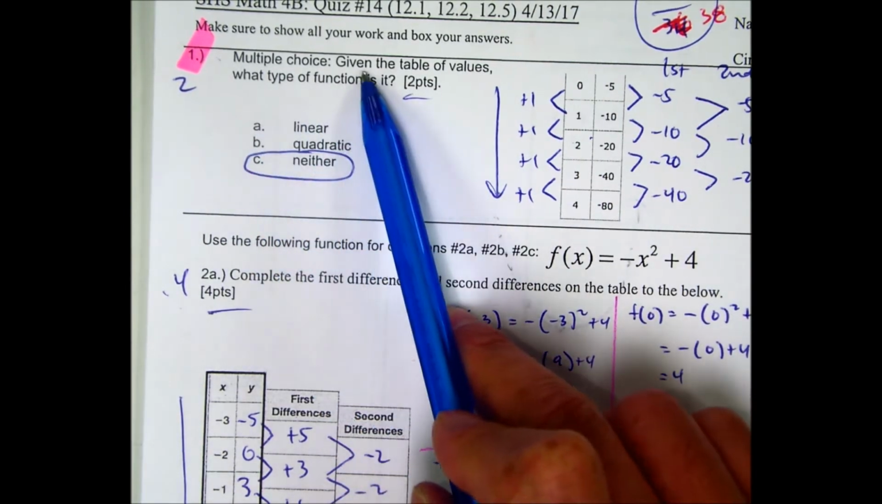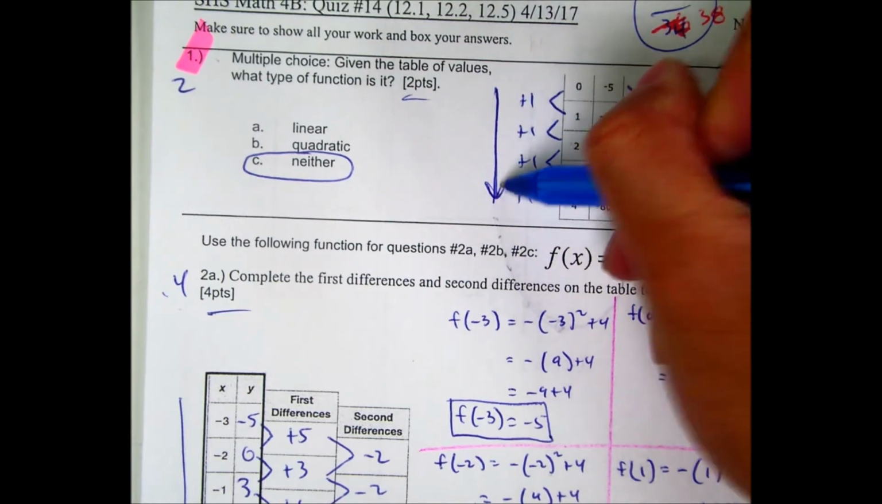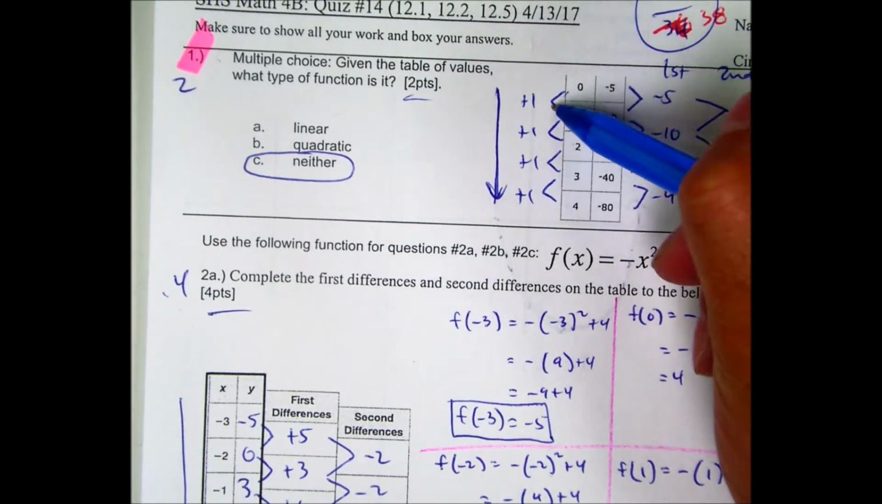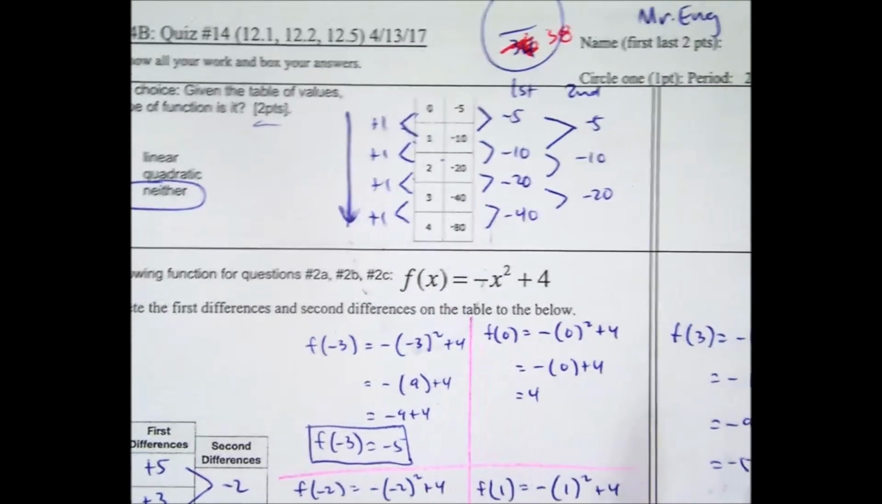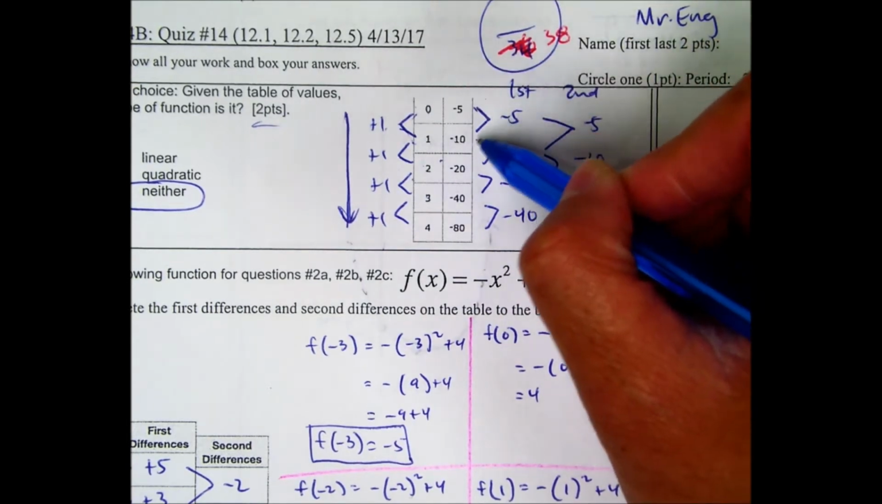Question number 1, given the table of values, what type of function is it? The first thing you're going to do is find the difference, and you're always going down. In this direction, the numbers are getting bigger. That's positive values, so you're just adding 1 to each of those. You always need that.